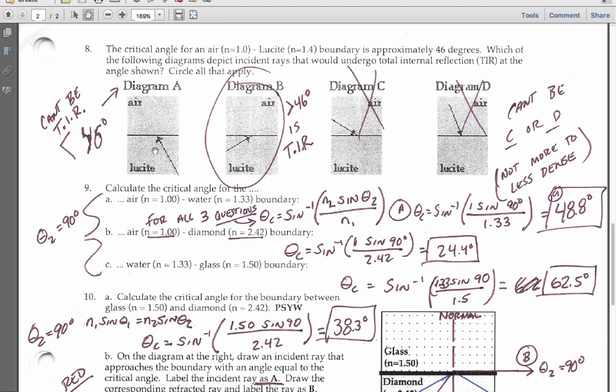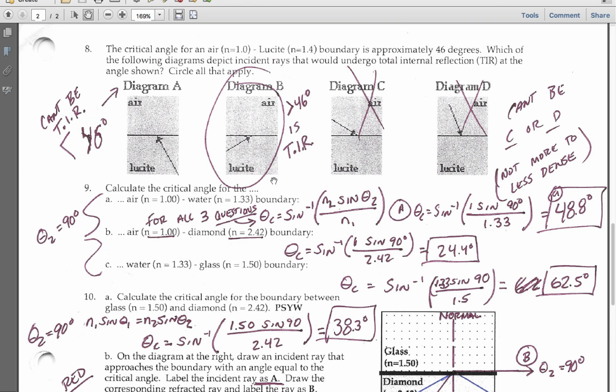Then we need to look at these angles. This appears to be about 45 or right around 46, which means it would just be a critical angle for that second ray, and we would see very little reflection coming back into lucite. Once we surpass that critical angle, no light will enter the air.